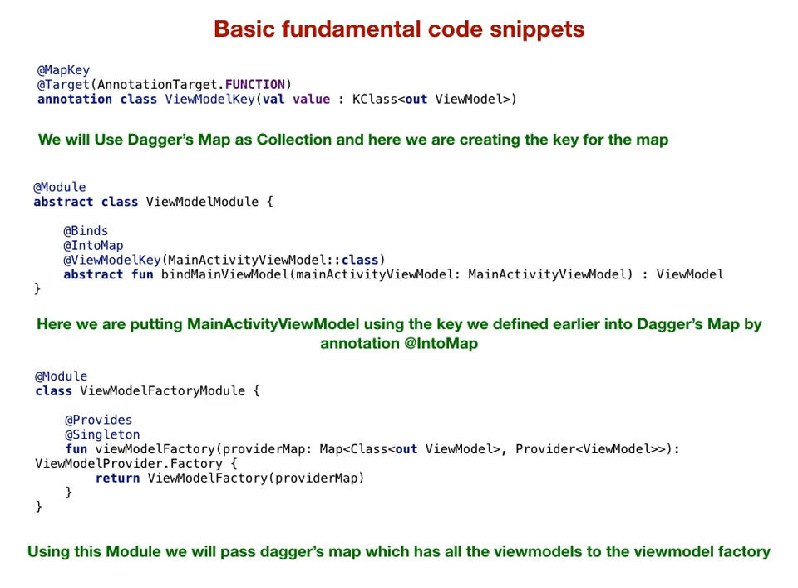Now we have the map sorted, which Dagger can inject into the view model factory. We all know that to inject something into any class, we need a module for that. That's what it is doing in this particular provides annotated method. In the view model factory here, we are providing the map to the view model factory by the third pointer that you are seeing. Using this module we will pass Dagger's map, which has all the view models, to the main view model factory.